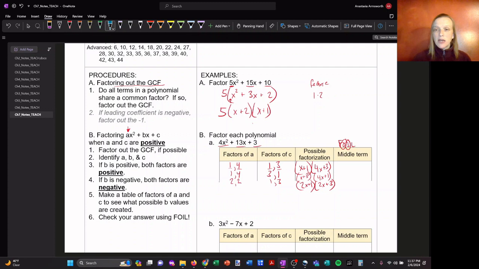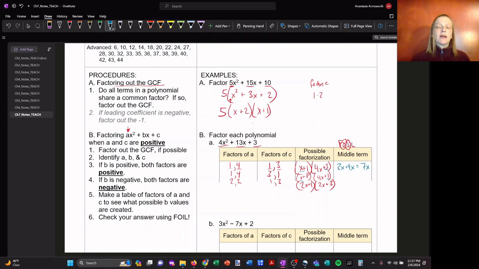I'm going to focus on the outer terms and the inner terms. So what's 3 times x? 3 times x is just 3x. Then what's 4x times 1? Well, that's just 4x. So what would my middle term be with this possible factorization? It would be 7x. Let's do the next example.